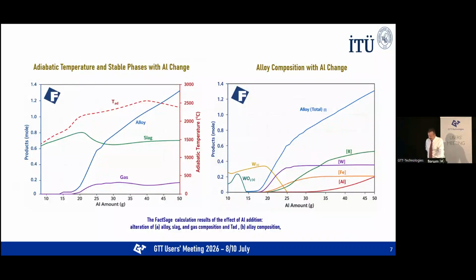Let's see the results. One of the key parameters in SHS was the amount of aluminum. In this case, we use aluminum as a reducing agent. The graph on the left shows how increasing aluminum content changes the adiabatic temperature as well as the amount of alloy, slag, and gases. The graph on the right shows how the alloy composition evolves as the aluminum increases.